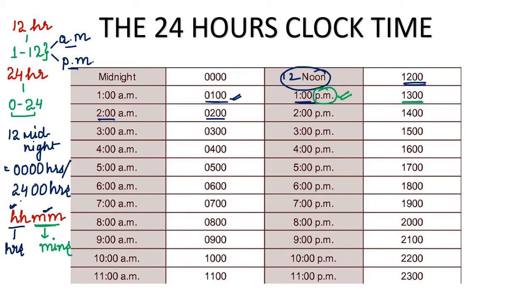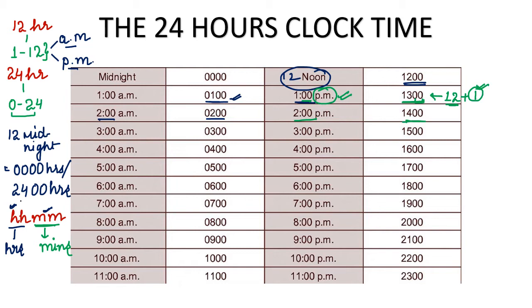What we have done is we have added 12 to the number of hours, that is 1. 1 is the number of hours, so we have added 12 to it to get the time in the 24-hour clock. So 12 plus 1 is 13, and whatever the number of minutes, we write them after 13. So 1:00 PM will be written as 1300 hours. Then 2 PM is written as 1400 hours, and so on.